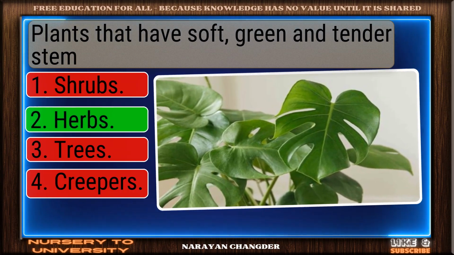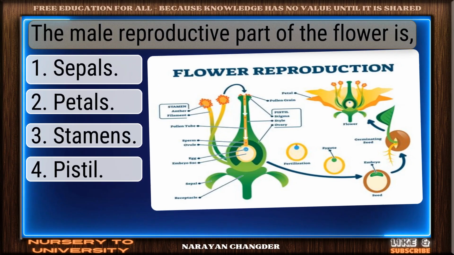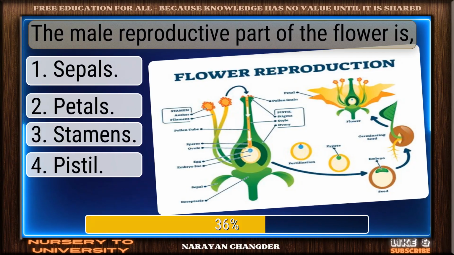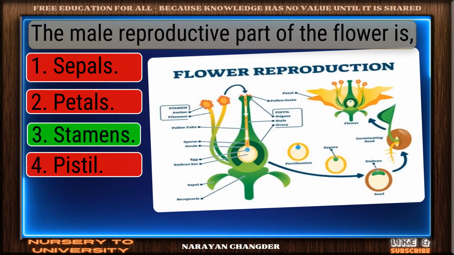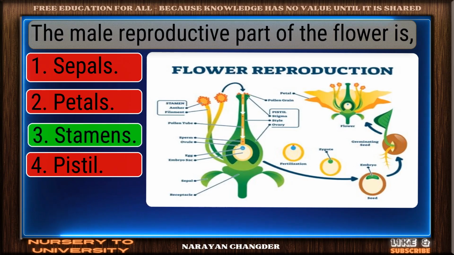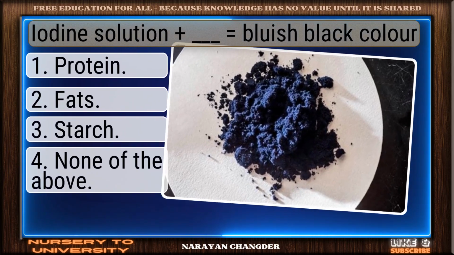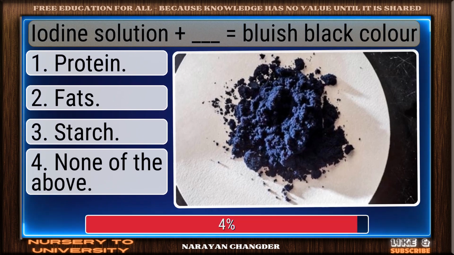Plants that have soft, green and tender stem. Sharp thinking. Herbs is the right choice. The male reproductive part of the flower is. Nice work. You chose stamens, and it is correct. Iodine solution plus a dash equal to bluish black color.